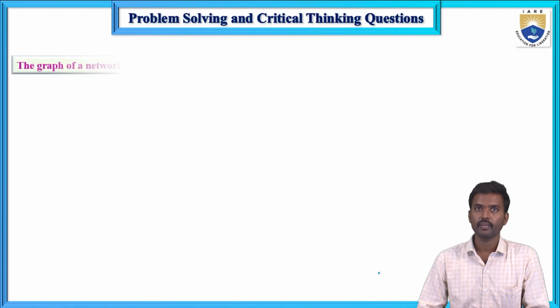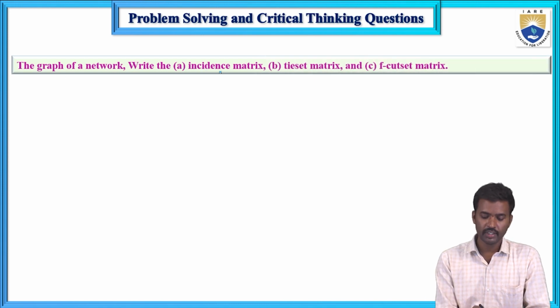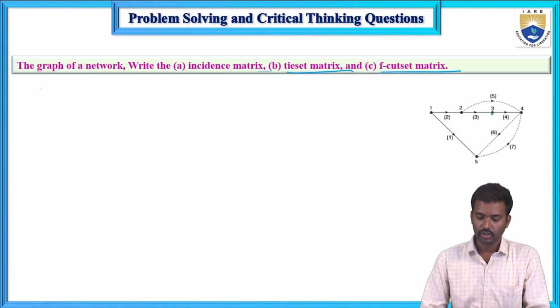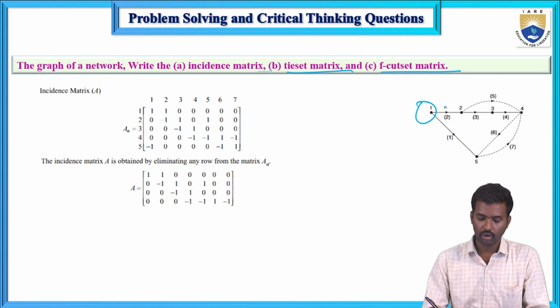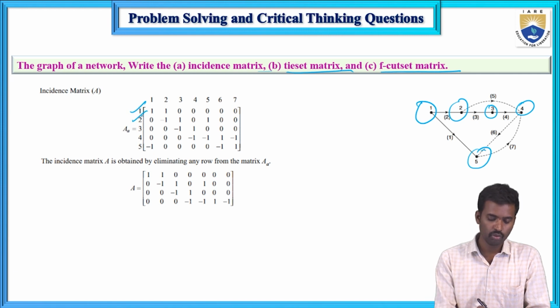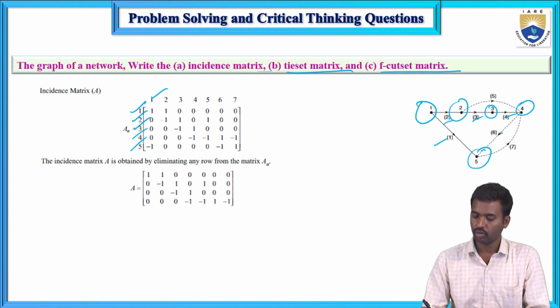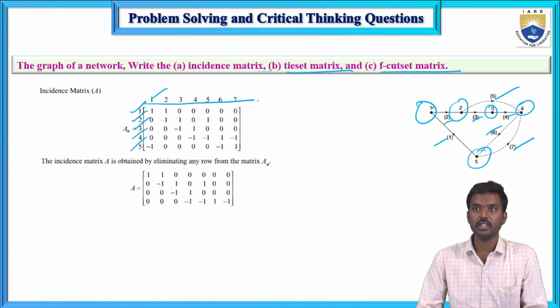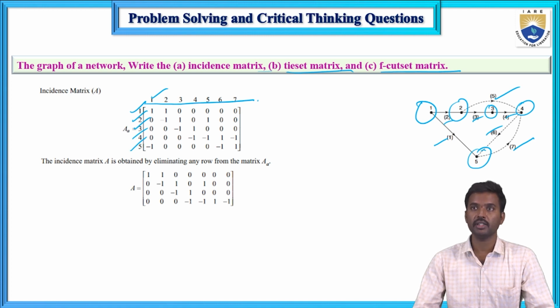Now for the graph of the network, write the incident matrix, tie set matrix, and F-cut set matrix. This is the graph. For the incident matrix, the total number of nodes is 5, and the number of branches is 7. If the direction is leaving away from the node, that is plus 1; if it is entering the node, that is minus; and if it is not associated, the value is 0. According to that, you fill in the values.